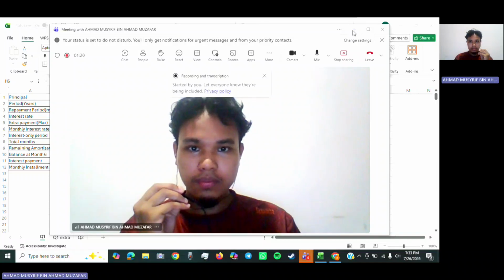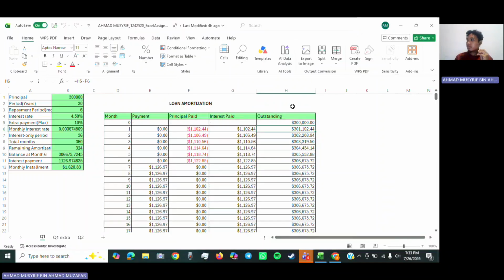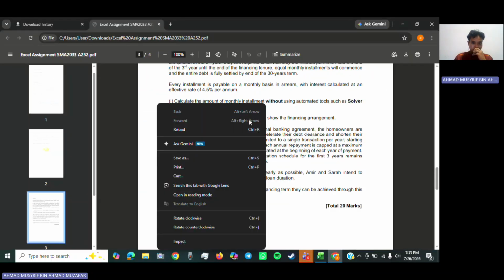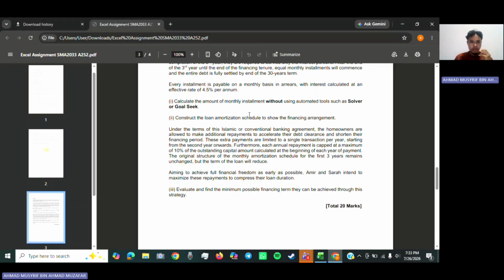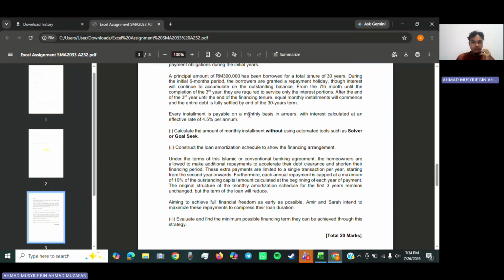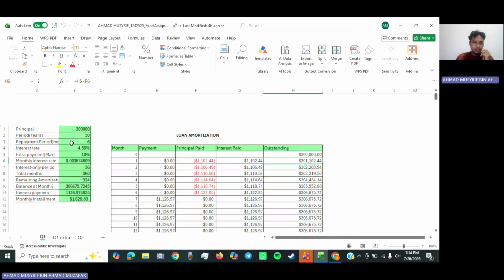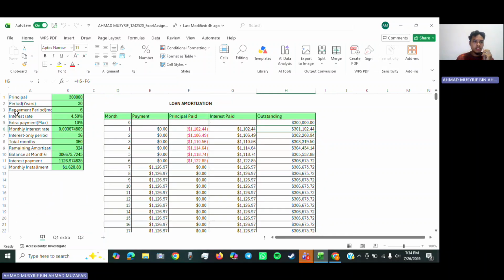So first we look at the question. For question 1, calculate the amount of monthly installment. The first thing we need to do is list all the information we have.